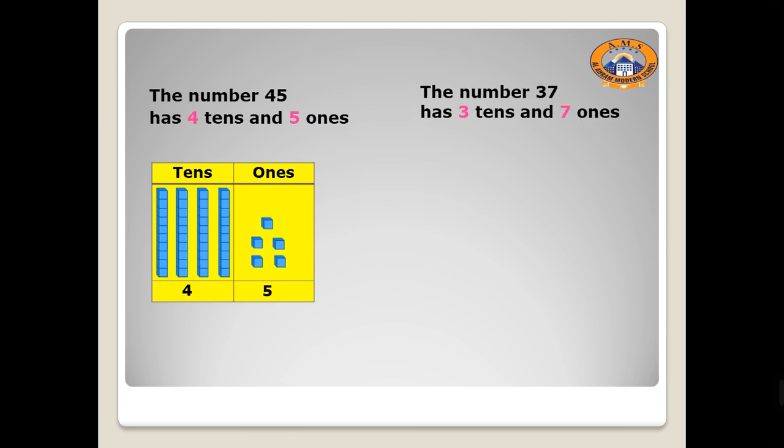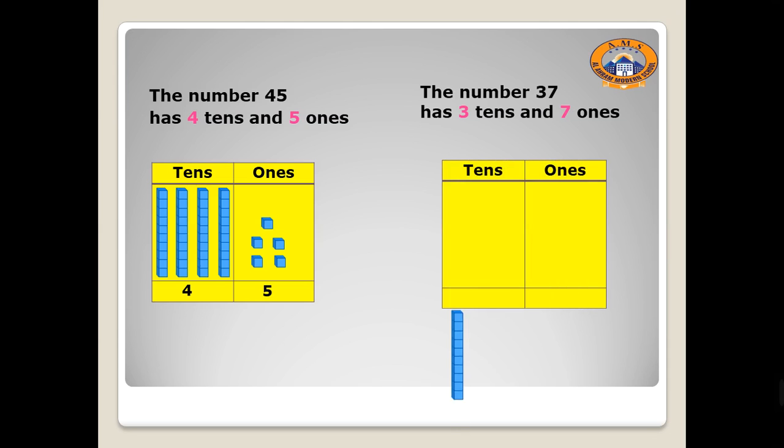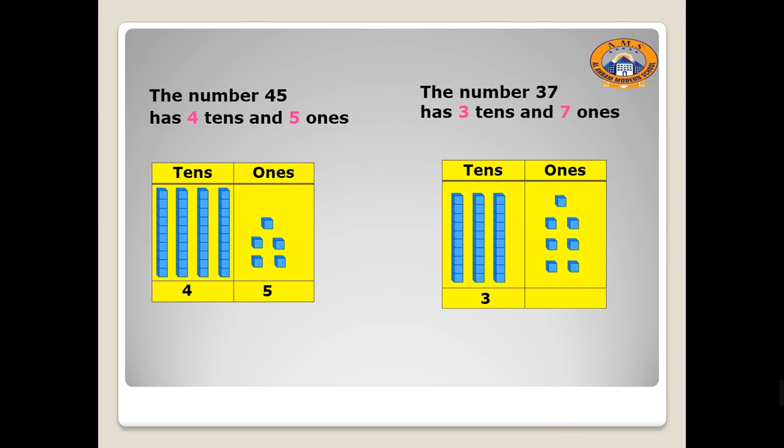Okay, another example, if we have number 37. 37 has 3 tens and 7 ones. 3 tens means 3 columns of 10. 1, 2, 3. Okay? 3 tens and 7 ones. 7 ones means I have 7 small cubes. 1, 2, 3, 4, 5, 6, and 7. 37.